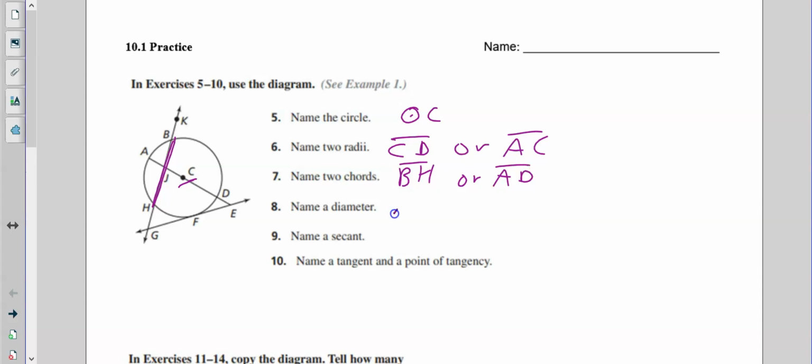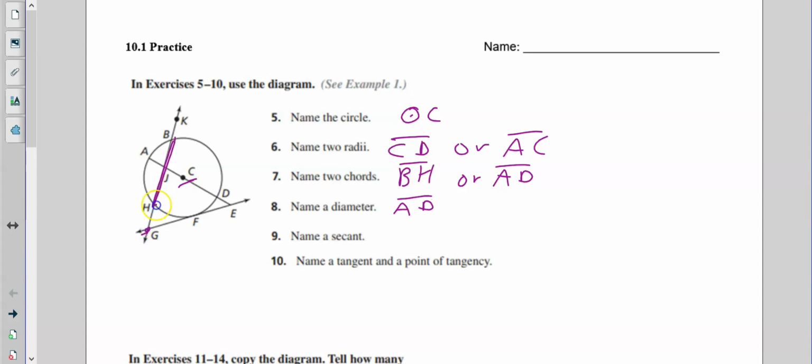Which brings us to number 8. The diameter is AD. Notice again, these are all segments. Name the secant. Okay, that's the one that's going to be through. It's like a chord that keeps going. So that is going to be GH. I'm sorry, my bad. HK. Or GK, it doesn't matter.